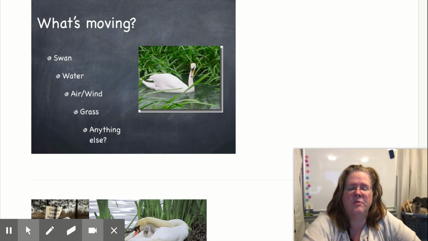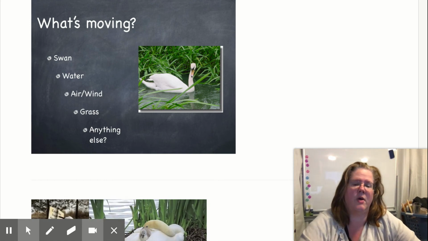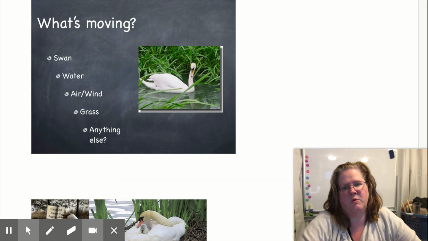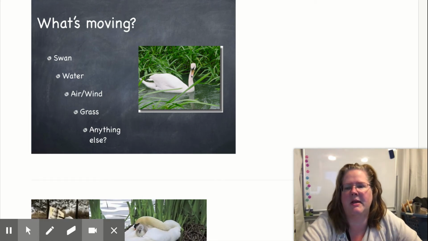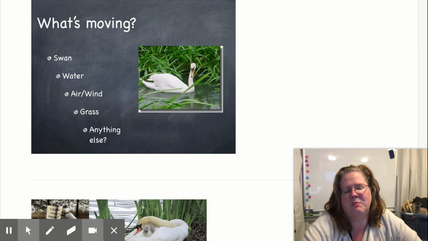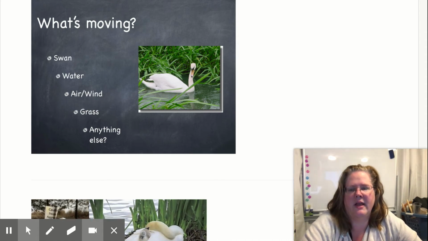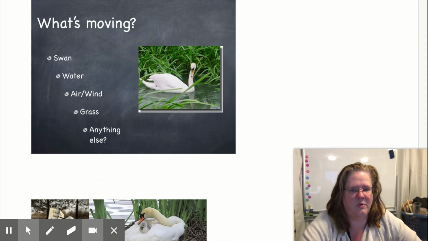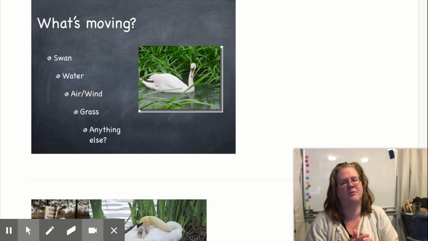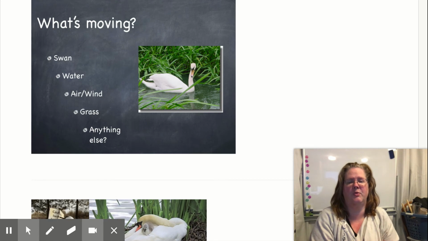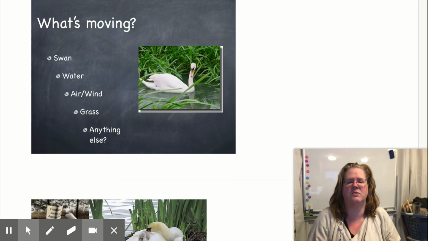So we're going to continue our frame of reference notes, and we're going to start talking about how do we know something is moving. Well, let's look at the first picture here. You can see some precursor of swans coming up, but in this picture you could probably guess that the swan, the water, the air, the wind, grass, anything like that's moving, but it's still harder to tell in a picture. But you have some inferences again because you have a frame of reference. You're comparing the neck of the swan to the grass.